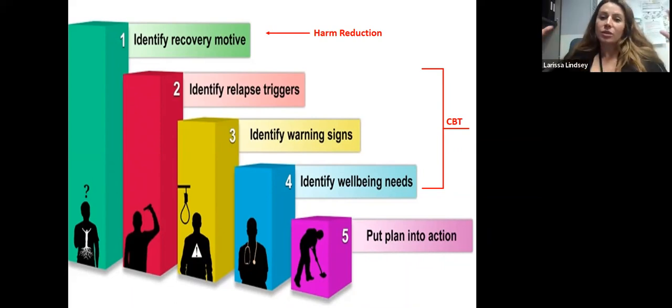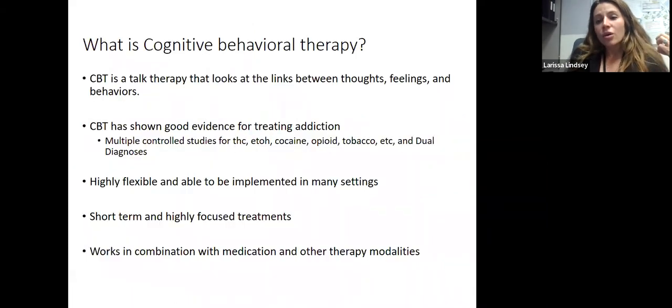And then they can begin to expand into other domains of recovery. So looking at things like, how do I engage with family and community and vocational and those types of things, right? So cognitive behavioral therapy is a talk therapy.